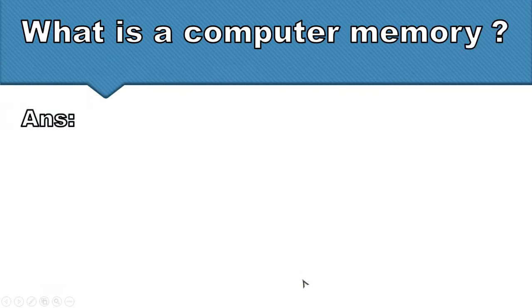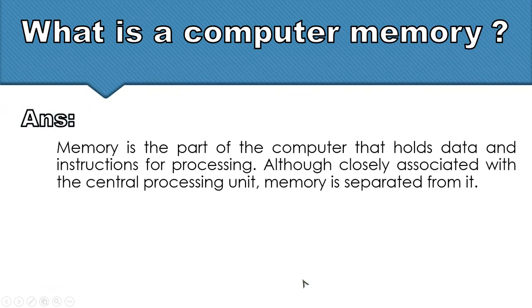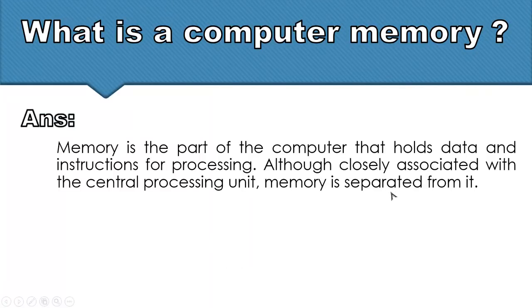What is a computer memory? Memory is a part of the computer that holds data and instructions for processing. Although closely associated with the central processing unit, memory is separate from it.